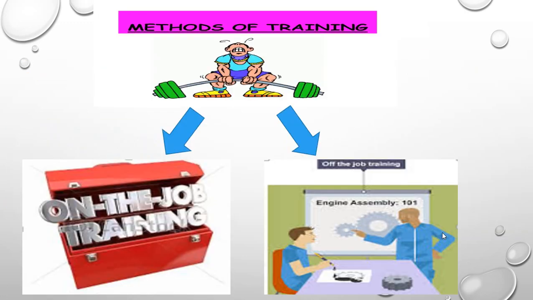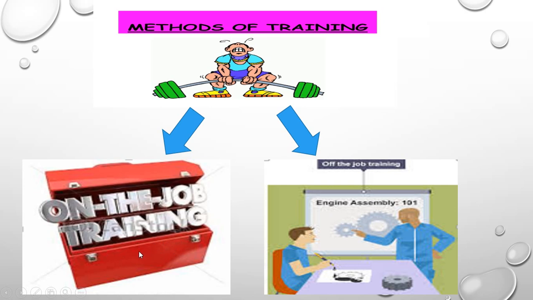Now moving to the next slide, that is methods of training. Basically there are two methods of training, that is on the job training and off the job training. As the words say, you can easily understand that on the job training is the training which you get by doing the job, while performing your job, whereas off the job training means the training is given at a time when you are not performing any job or you are not reporting to any of the managers. Now I'll be explaining both these terms in detail.